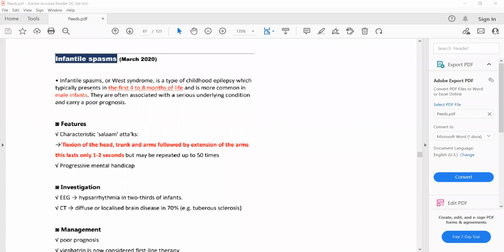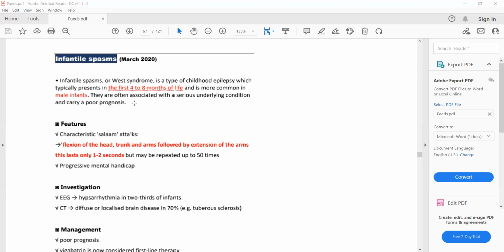So we were discussing infantile spasm. Infantile spasm, they are also known as West syndrome. It is a type of childhood epilepsy that is common in male infants in their first 4 to 8 months of life. And the features include characteristic salaam attacks, just like a salaam, that is flexion of the head, trunk, and arms, followed by the extension of the arms. And this lasts for 1 to 2 seconds, and this may be repeated up to 50 times.